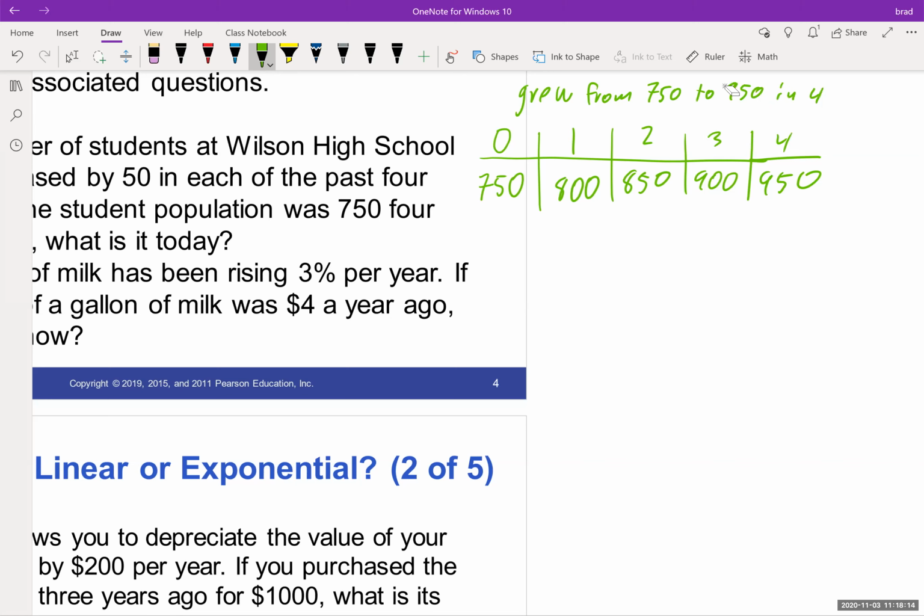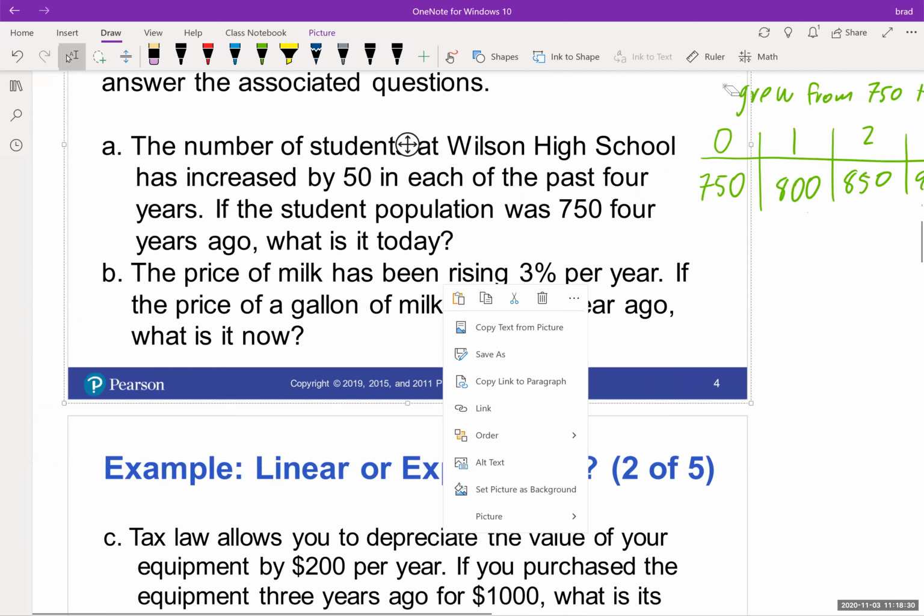So it grew from 750 to 950 in 4 years. Okay. So this graph shows me, look how much it's growing by. It grew by 50, it grew by 50, it grew by 50, it grew by 50. So this table tells me right away that this is definitely something that is linear growth. So this is linear.